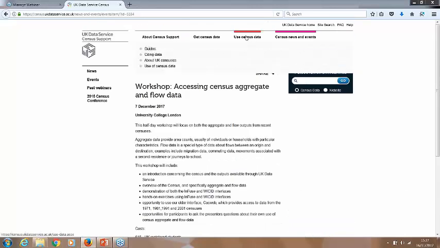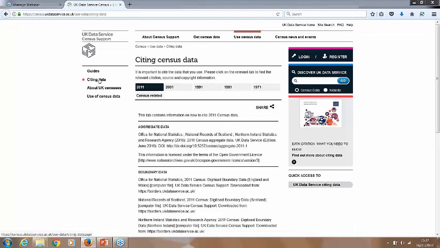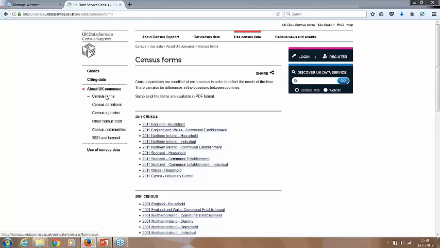As well as that, I'll start with going to Use Data. This tab here, we do have some guides about the data, information if you want to know how to cite the data if you've used it. It's not as good to cite data, obviously. That's here. If you go to About UK Censuses, probably a little bit buried actually, but census forms. So sometimes if you're using data, it's good to actually look at the original form and see how the question was worded, and that will give you a feel on actually what data's in there as well. If you want to see the original forms, they're all in there.